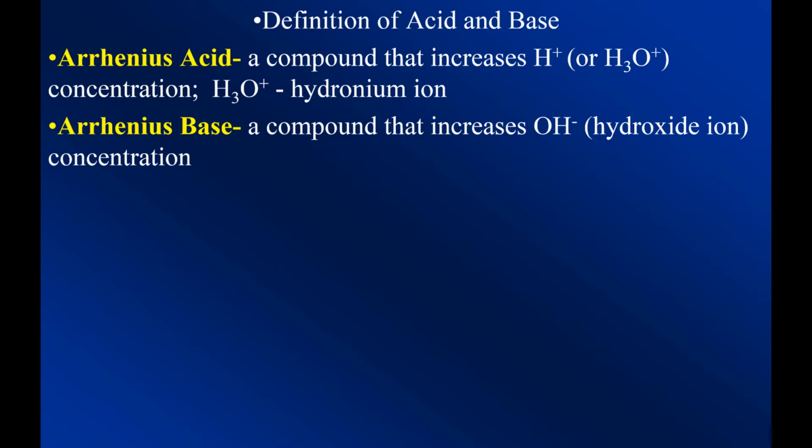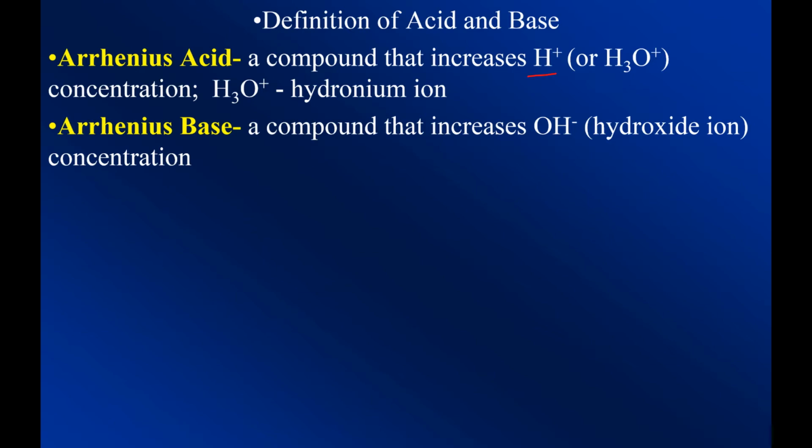So let's start with the first one, Arrhenius. Need to write these down. A compound that increases H+ or H3O+ concentration. Need to know that H3O+ is called the hydronium ion, and that is on the back of your periodic table. So let's talk about that for just a second.